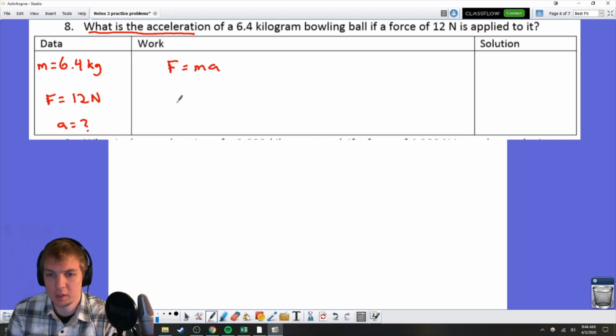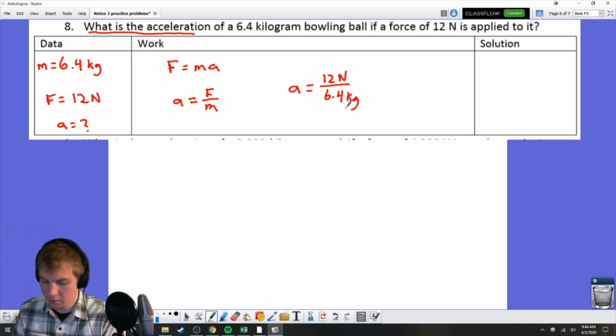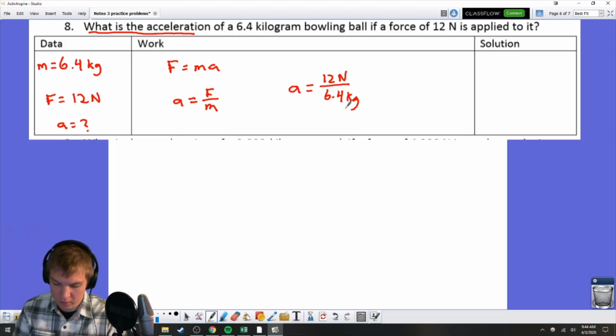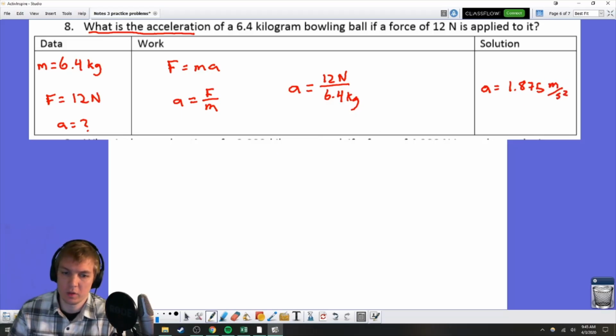We do know this equation, and we know that we could rearrange it so that it looks like this: acceleration equals force divided by mass. And then I'm going to start filling in numbers. So I have 12 newtons divided by 6.4 kilograms. I'm going to go ahead and put that into the calculator. 12 divided by 6.4. And I get an acceleration that equals 1.875 meters per second squared. All right, so there's number 8.